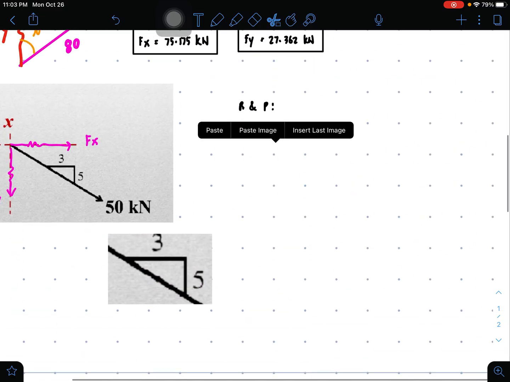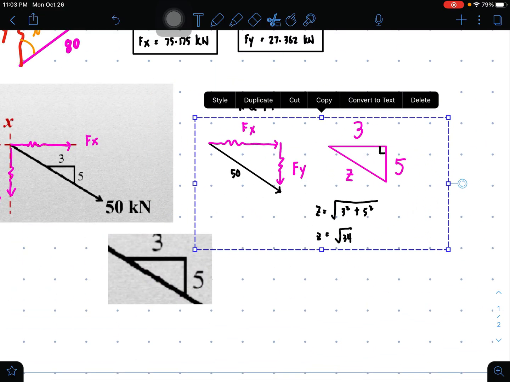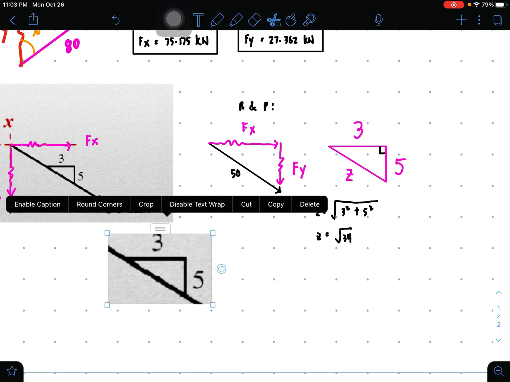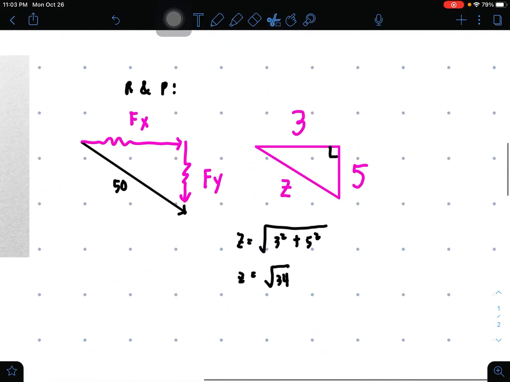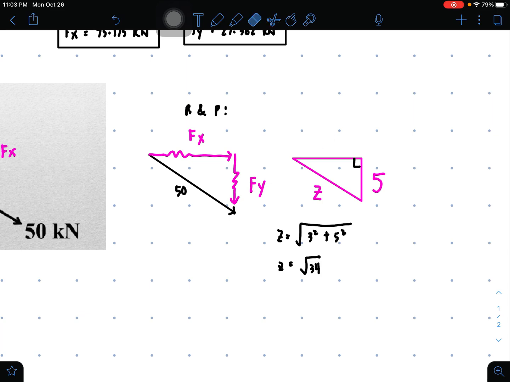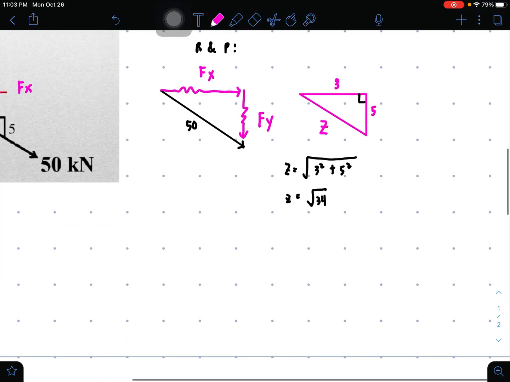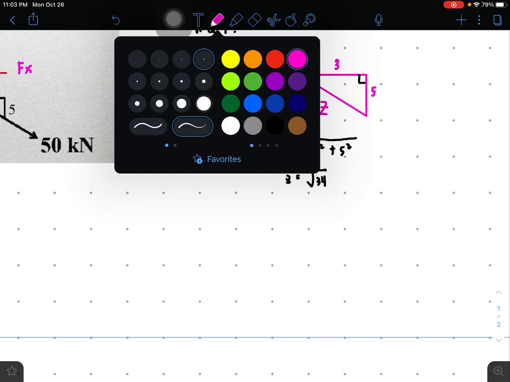I'll just transfer it here. And this one, I'll just delete that. Okay. And I'll just change the font size. So this is 3 and this is 5. Okay, so let us now solve for fx and fy.